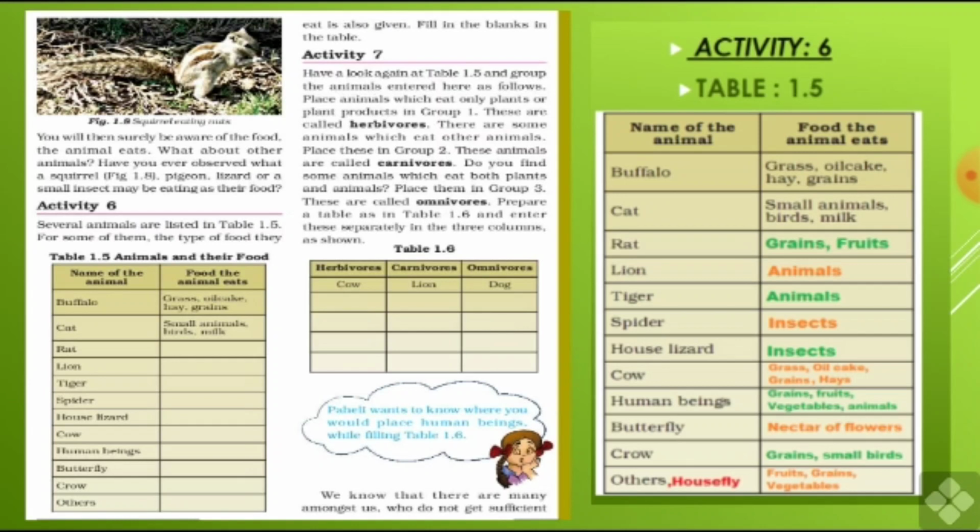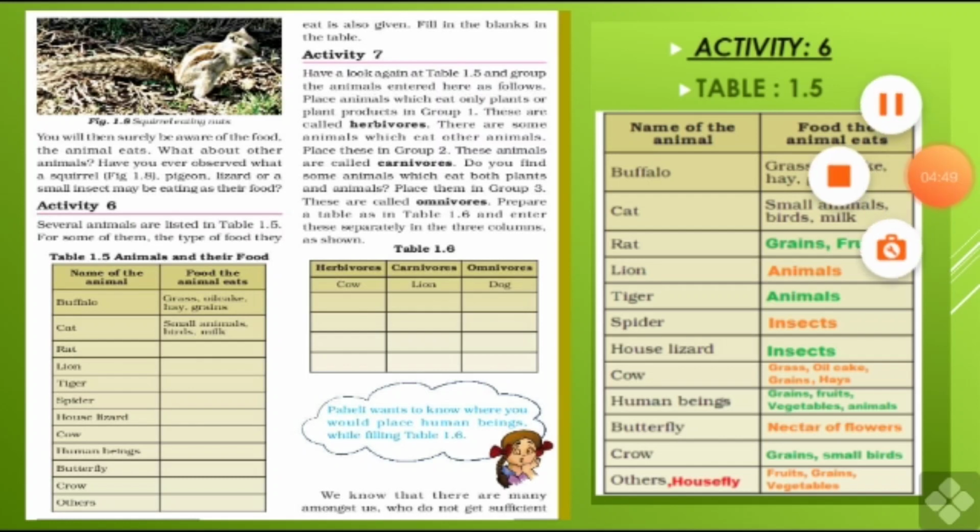Now, what does a buffalo eat? It eats grass, oil cake, hay and grains. What does a cat eat? Small animals, birds and milk. What does a rat eat? It eats grains, fruits and vegetables. What does a lion eat? It eats the flesh of other animals. And a tiger eats other animals.